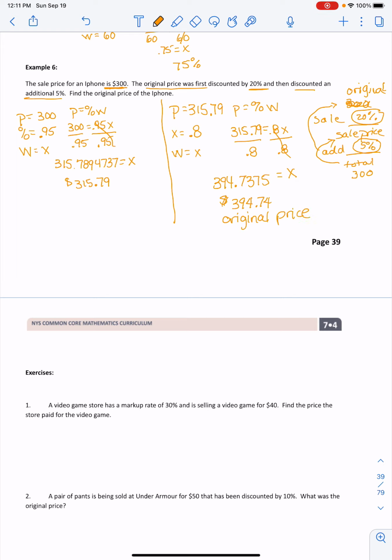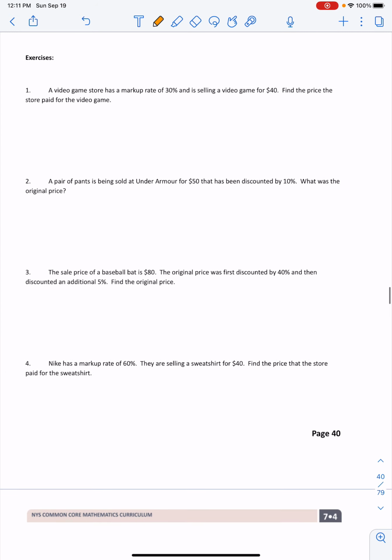Our next example is a video game store has a markup rate of 30% and is selling a video game for $40. Find the price the store paid for the video game. So this markup rate, remember we add 100 to it. So 100 plus 30 is 130%.